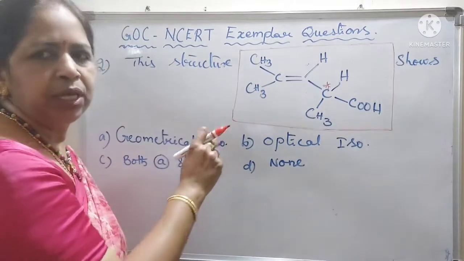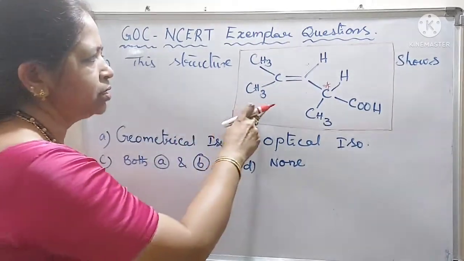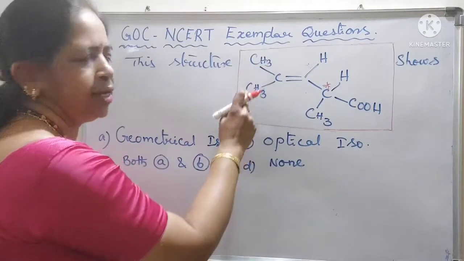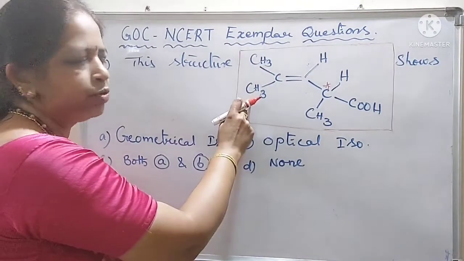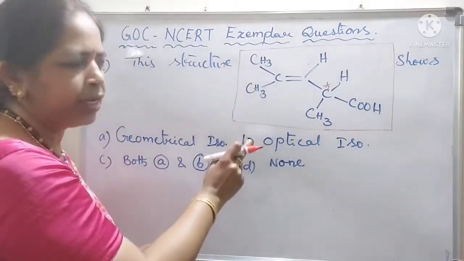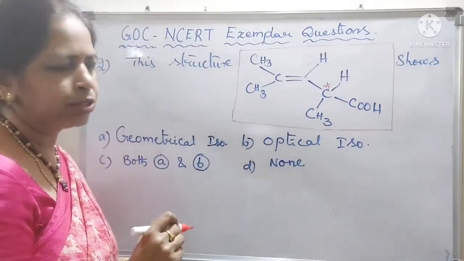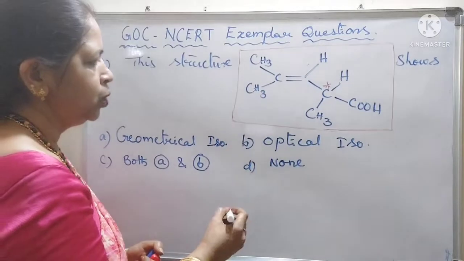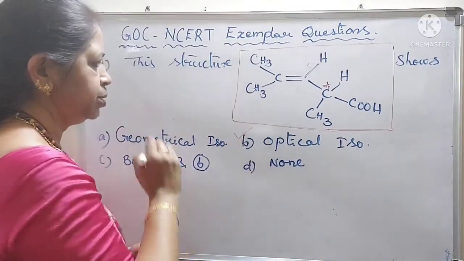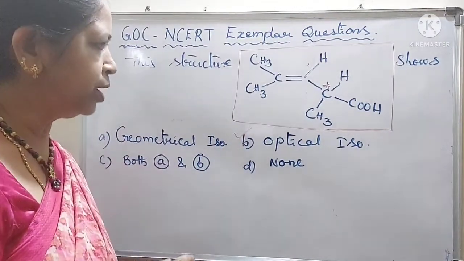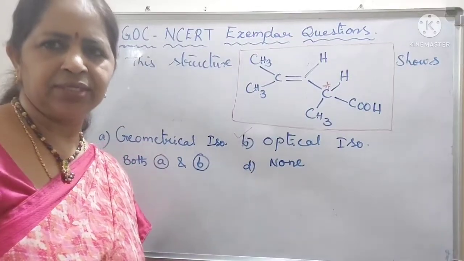It cannot show geometrical isomerism because on the double bonded carbon identical groups are present. These two are methyl groups which are identical. So it cannot show geometrical isomerism. So this compound shows only optical isomerism. B is the correct answer for this.